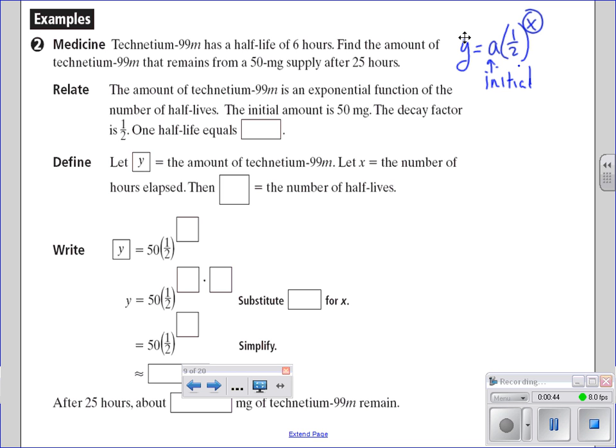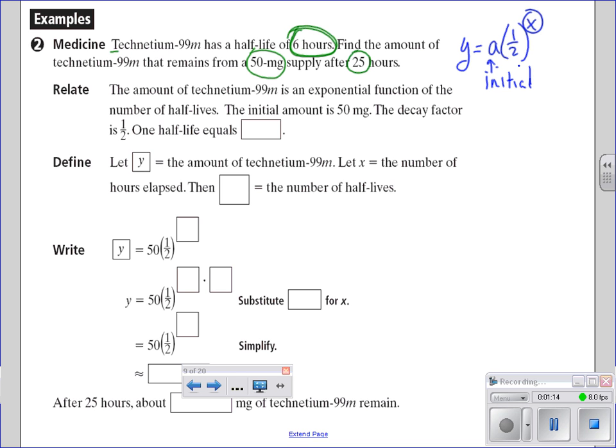All right. In this problem, we need to go through and underline everything we need. Technetium 99m has a half-life of 6 hours. The 99 has no relevance in the problem. 6 hours is the half-life, and that's important. How much remains from a 50 milligram supply? So what did I start with? That's pretty important. After 25 hours. How long was I looking at it?